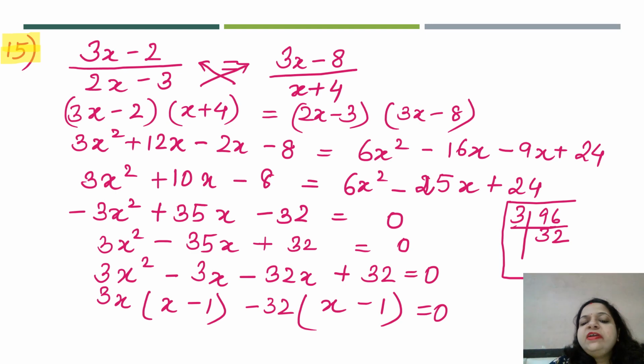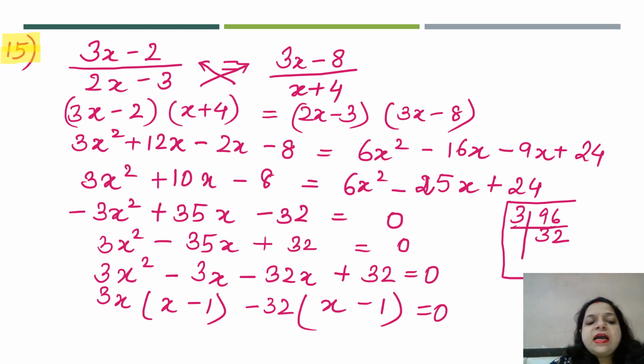So we will get the answer as 6x square minus 25x plus 24 is equal to 0. Now we will bring all the things to the left hand side. Now 3x square minus 6x square will give you minus 3x square, plus 10x plus 25x will give you plus 35x, minus 8 minus 24 will give you minus 32.